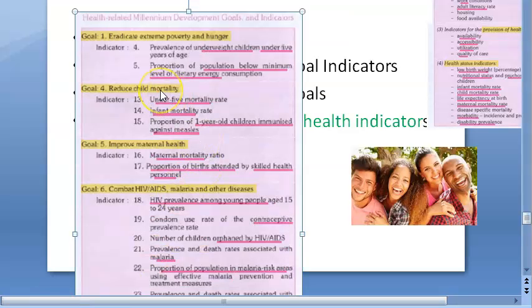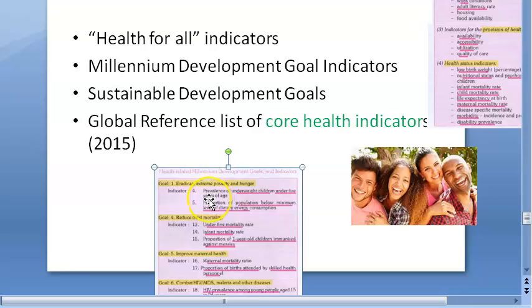What is the first Millennium Development Goal? To eradicate extreme poverty and hunger. Can you say eliminate? No, sorry, eradicate. Eradicate extreme poverty and hunger. Do you know what hunger is? Hunger means the feeling of being hungry. Yeah, that is hunger.